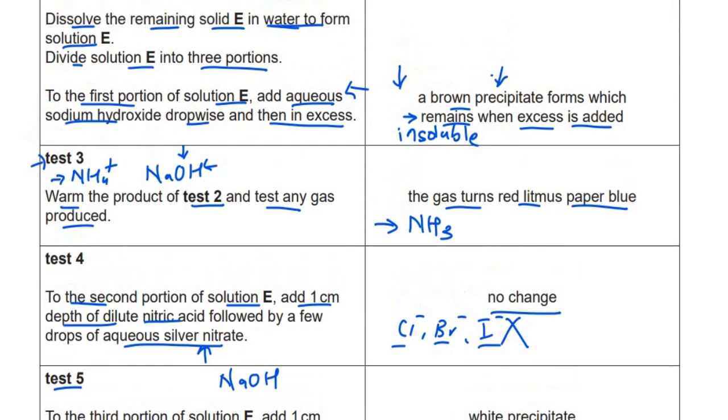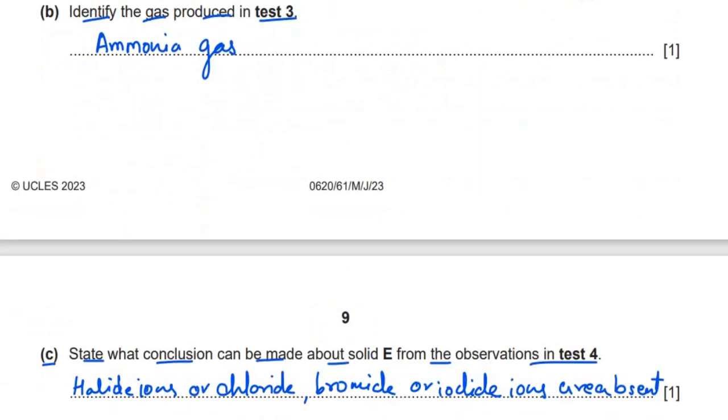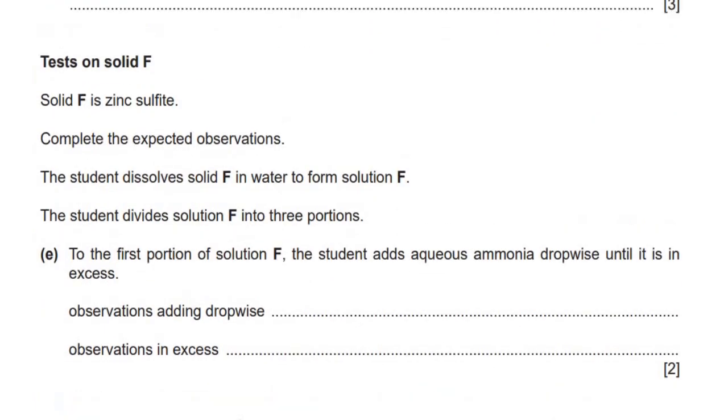This is the sulfate test. Then ammonia gas produced on heating with aqueous NaOH, sodium hydroxide, is the test for NH4 plus. And the brown precipitate which remains insoluble in excess NaOH is the test for Fe3 plus being present. So here are the tests on solid E, and now the tests on solid F.